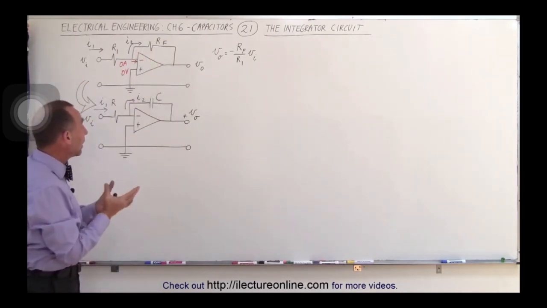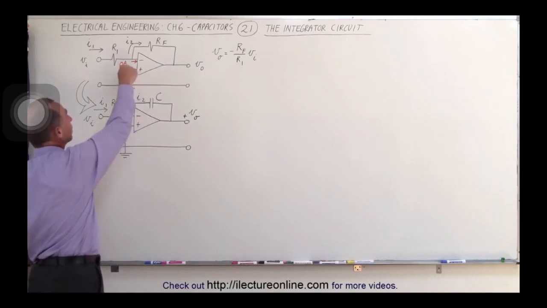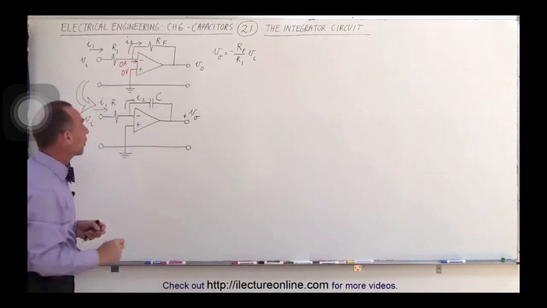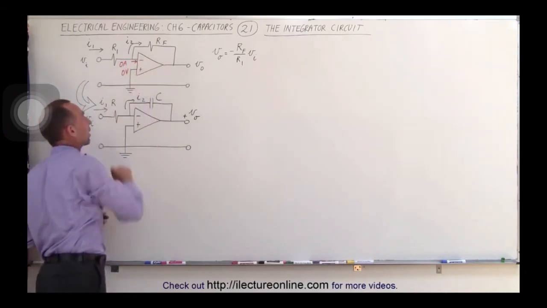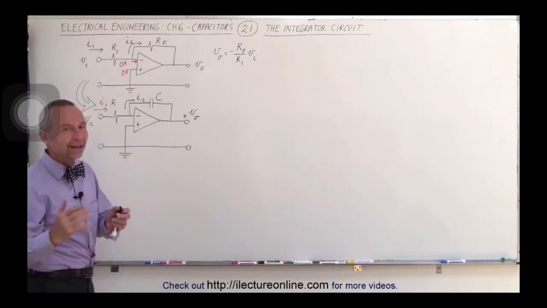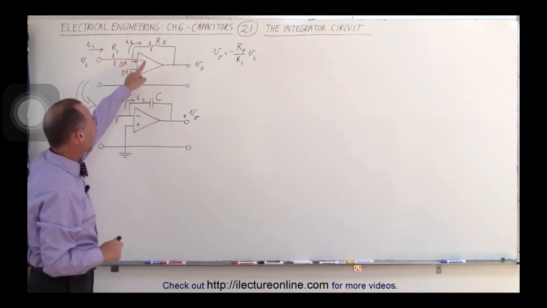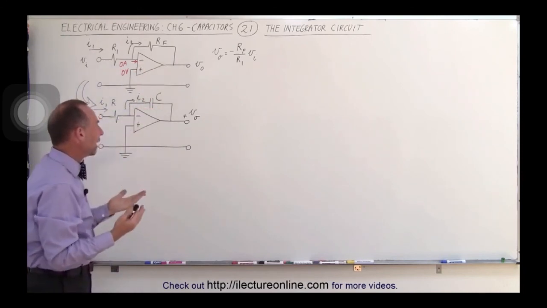Remember that in an ideal operational amplifier, the current going into the amplifier on the input signal can be considered 0, and that the voltage from here to there can be considered 0 as well, because there's no voltage drop across here, at least not in an ideal operational amplifier. So when we replace that resistor with a capacitor, what do we get?